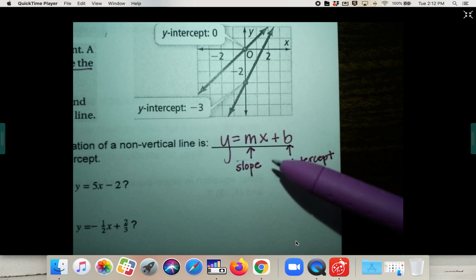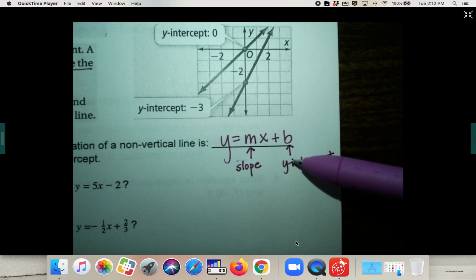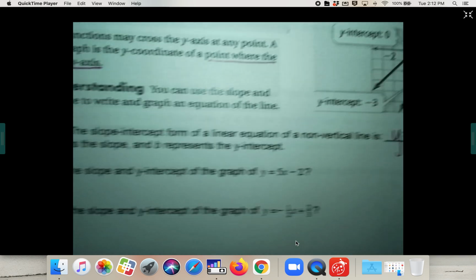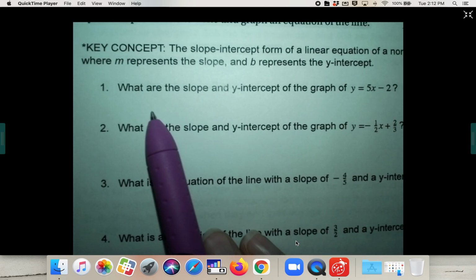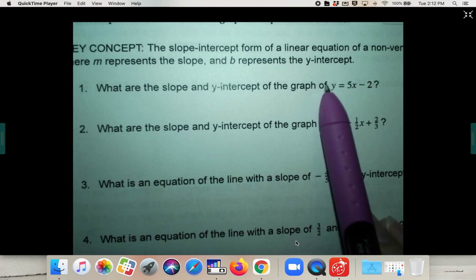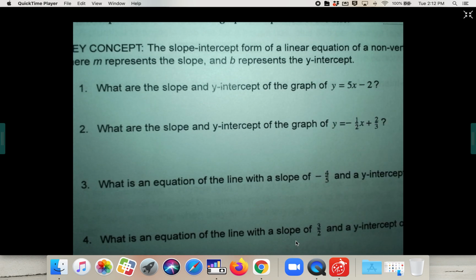All right, so our slope is how steep the line is. Our y-intercept tells me where it crosses the y-axis on the graph. All right, so let's go down here to some practice problems. What are the slope and the y-intercept of y equals 5x minus 2?